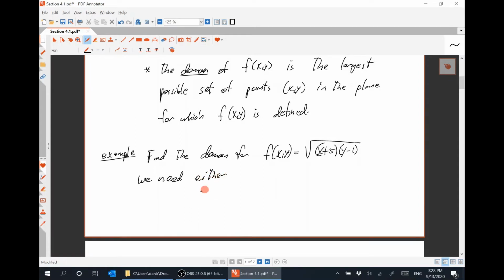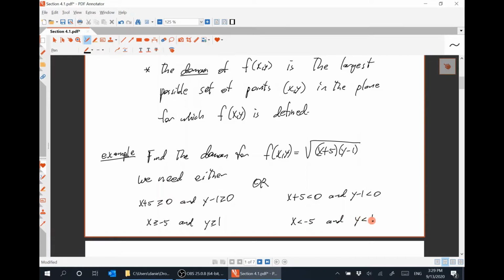either x plus 5 bigger than or equal to 0 and y minus 1 bigger than or equal to 0, or x plus 5 less than 0 and y minus 1 less than 0. So this means x is bigger than or equal to minus 5, and this means y is bigger than or equal to 1. This means x is less than negative 5, and this means y is less than 1.